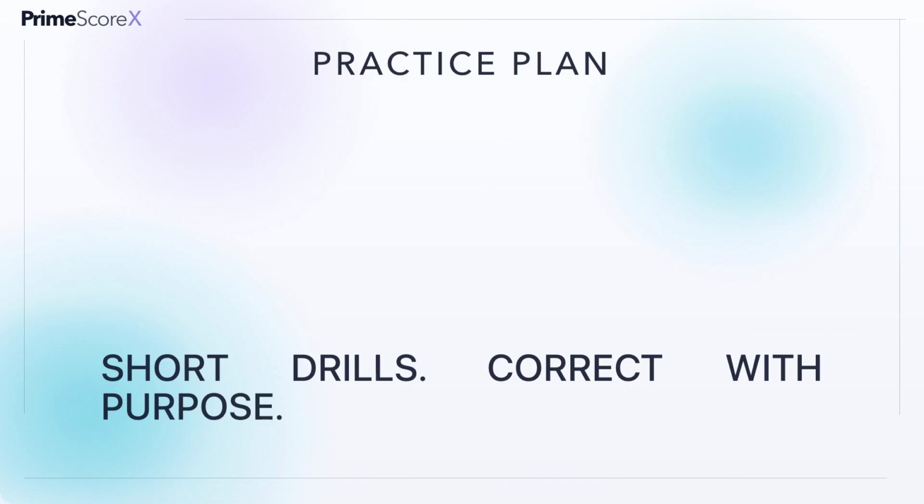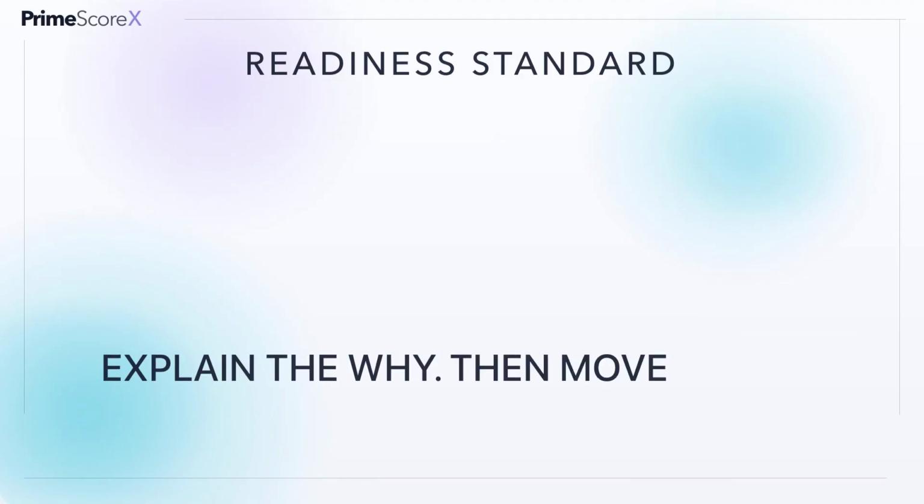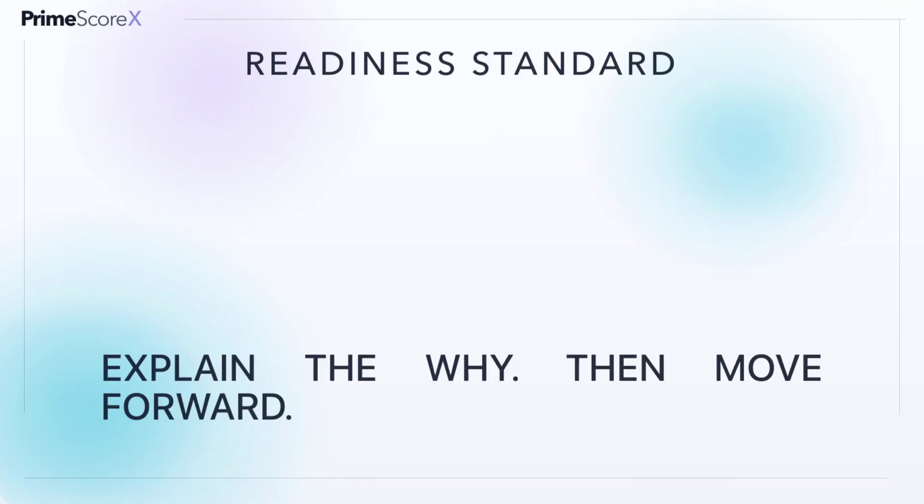Practice in short, focused sets. After each set, separate wrong answers into categories: content gap, reading error, rule confusion, number error, or judgment error. This turns practice into improvement. Random repetition without correction only repeats the same weakness.